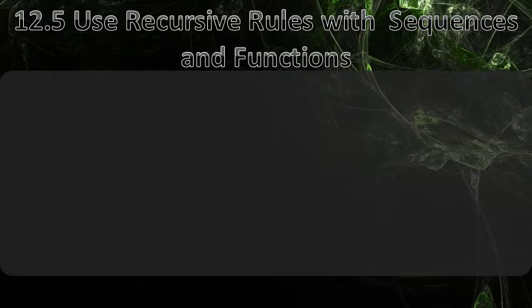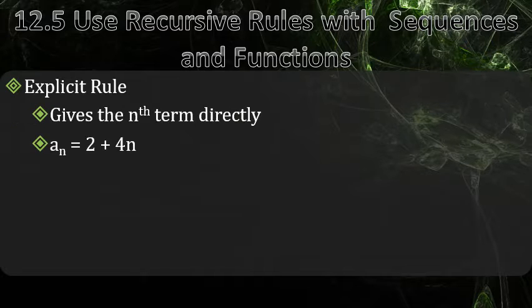Lesson 12.5. Use recursive rules with sequences and functions. There's two types of rules. We have the explicit rules, like we've already learned. They give the nth term directly, such as a_n equals 2 plus 4n. If I wanted to know, say, the 10th term, all I have to do is plug in a 10. And I could say a10 equals 2 plus 4 times 10, which is 42.